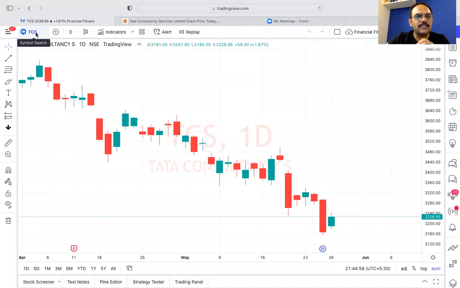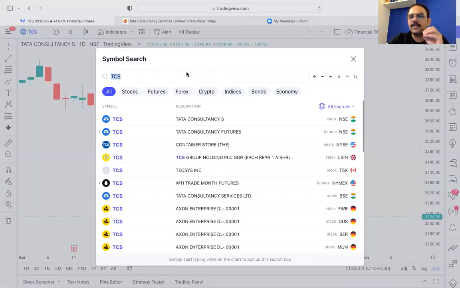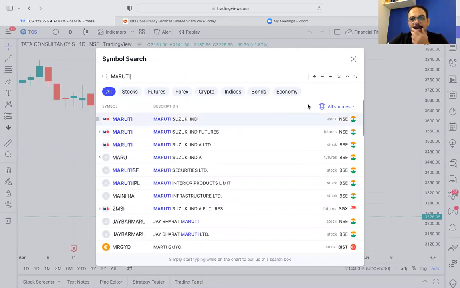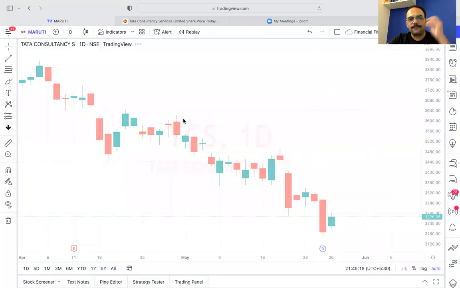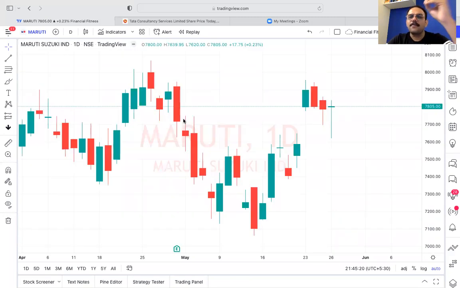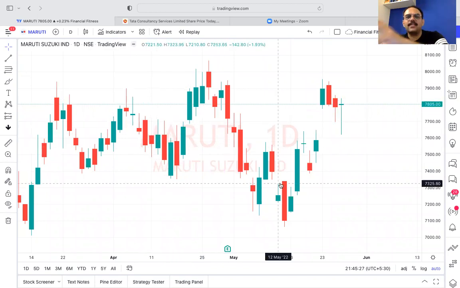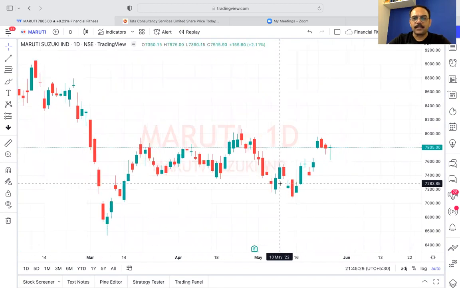First is this symbol. Here you have to enter the symbol, like we are entering TCS. If you want to see Maruti, you have to type Maruti and check for the Indian flag, this NSE, and click on Maruti Suzuki India Limited. The stock is on NSE. You should see National Stock Exchange or India's flag. Click on it. This will open Maruti's fight. So this candlestick pattern shows how Maruti has been moving in the last so many days. That is one.